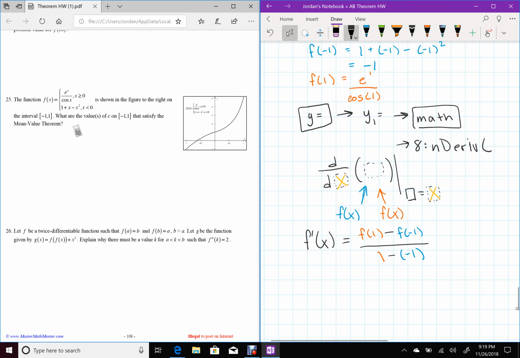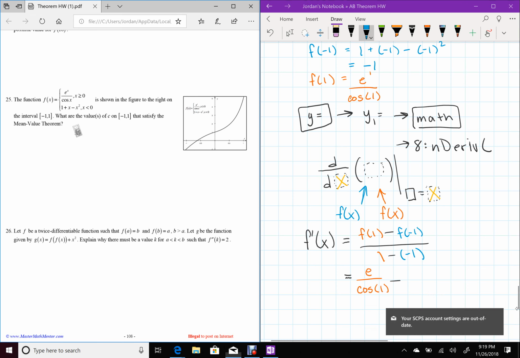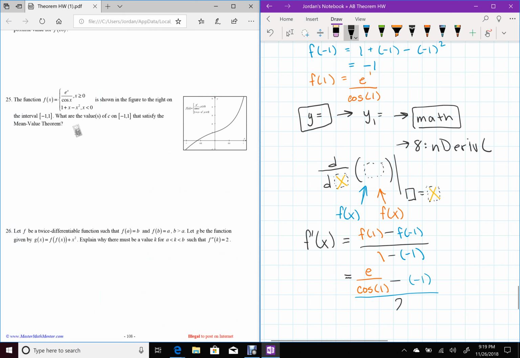which we said was e to the 1, which is just e. I think I said just 1, I meant e. And then over cosine of 1 minus the f of -1, which was -1, all over 2.